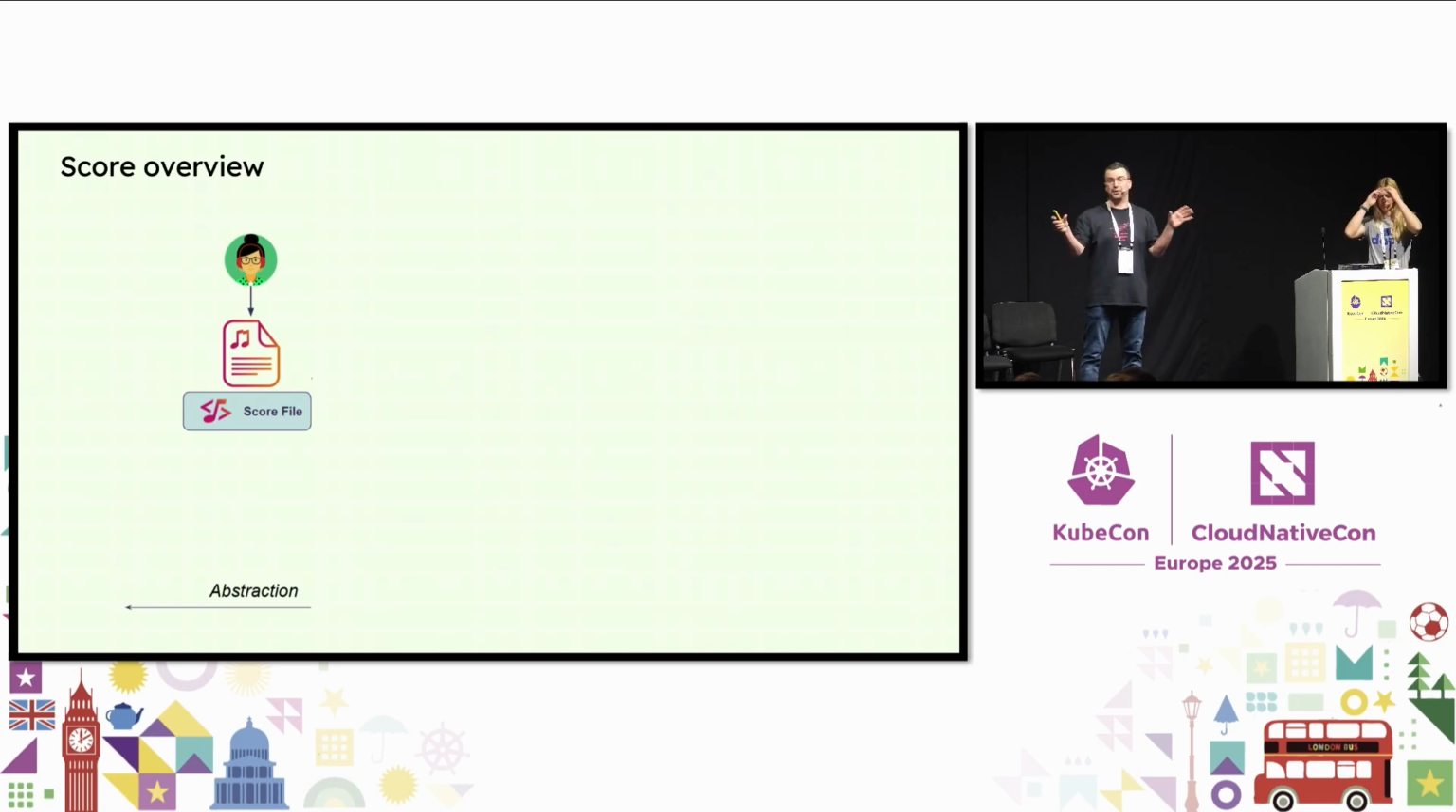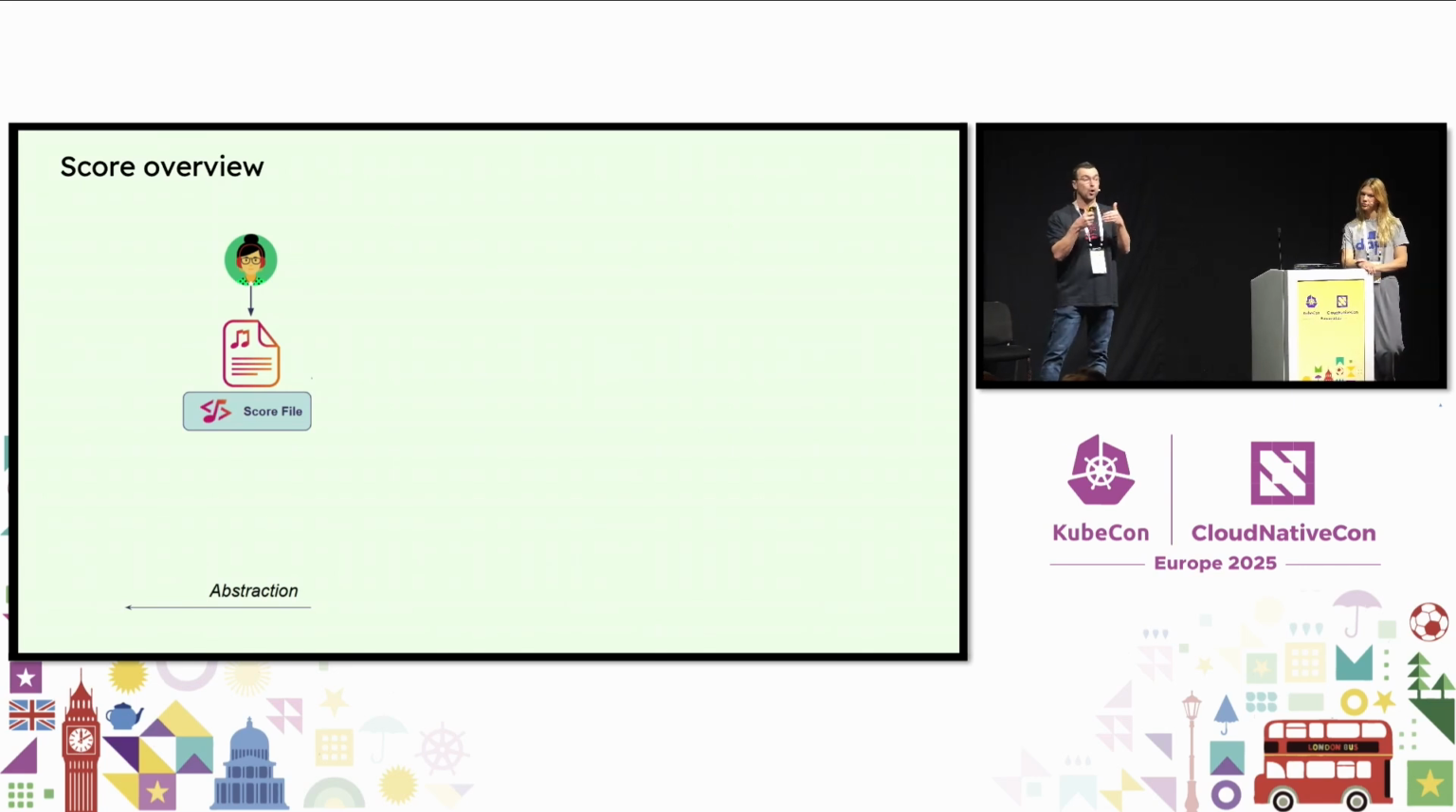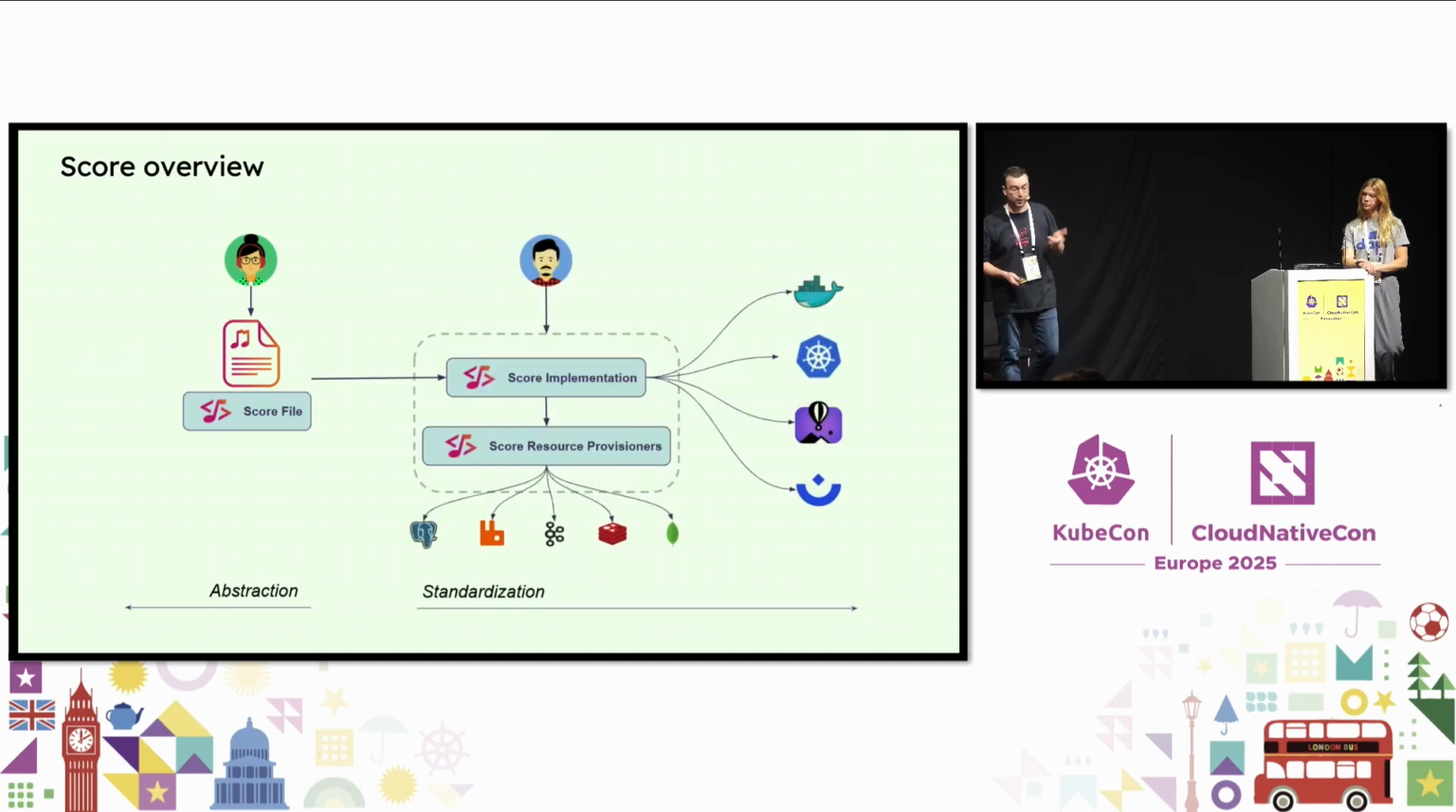Score has two concepts. The first one is the Score specification. That's where the developer will focus on describing the intent to deploy their workload or their workloads, right? And they will describe, hey, I need a dependency. I need a state store, please. Right? And I will show you an example very quickly.